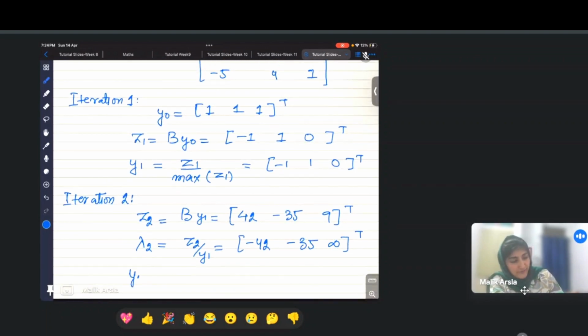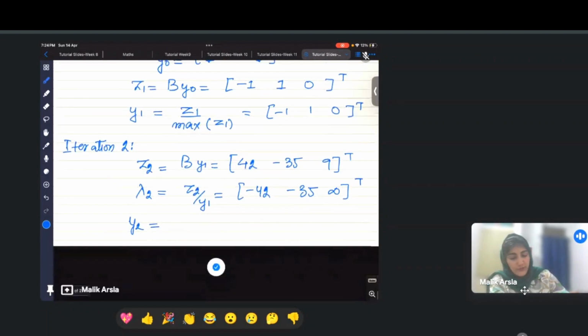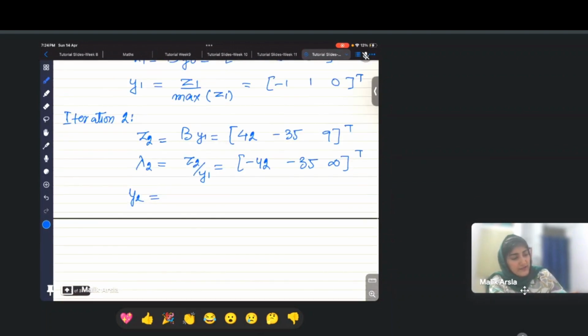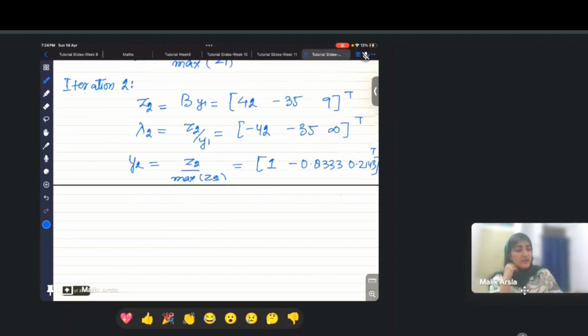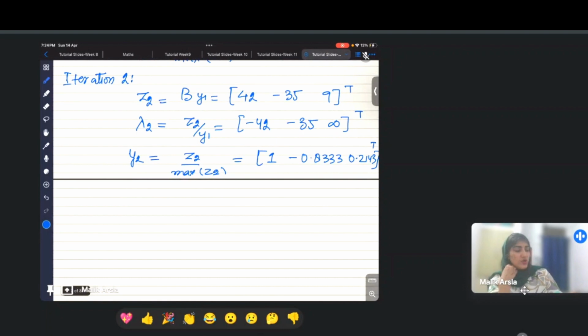Okay, so you calculate Y2. Y2 will be what? Again Z2 upon the maximum absolute value of Z2, which is 42. So you divide Z2 by it, and it will be 1, minus 0.8333 and 0.2143. Since here also the lambdas are different, you move to the third iteration.